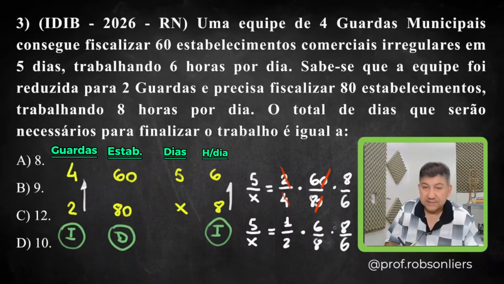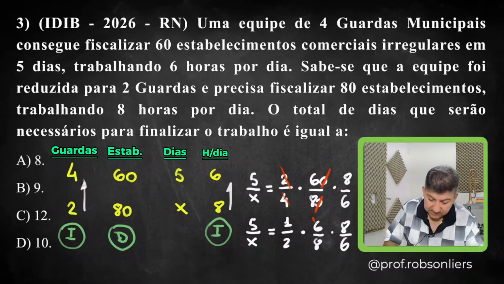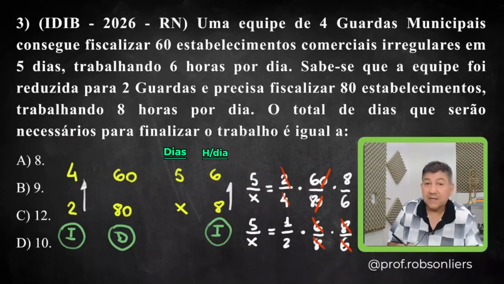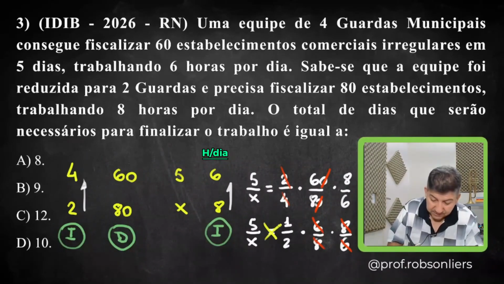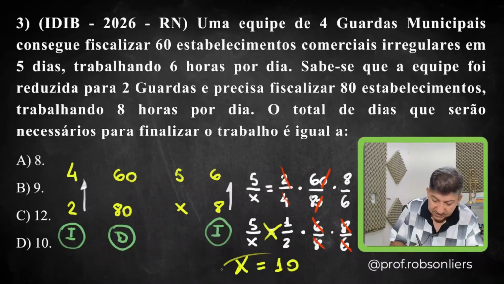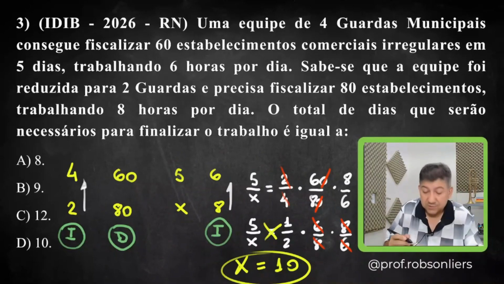I have 6 on top and 6 on the bottom. I can cancel this 6 on top with the 6 on the bottom, and I have 8 on top and 8 on the bottom. I can also cancel this 8 with that one. Now here, how wonderful! Cross multiplying, x times 1 equals x. That's equal to 5 times 2, which is 10. So x equals 10, which is exactly what we were looking for.